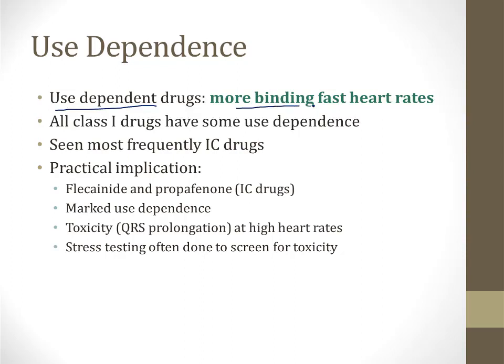Use-dependent drugs have more binding at fast heart rates, and all of the class 1 drugs have some use dependence, but this is seen most frequently with the 1C drugs, and this has a practical, real-life implication among cardiology patients. Patients who are taking flecainide or propafenone, the 1C drugs that have marked use dependence, are at risk for toxicity and QRS prolongation at high heart rates.